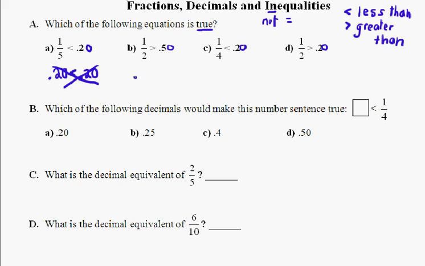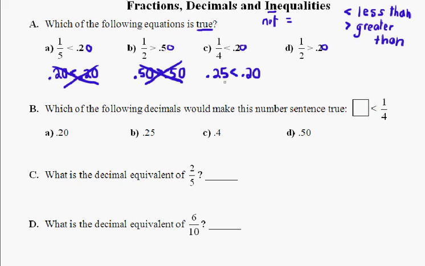Let's try this one. 1/2 as a decimal is 0.5. 50 cents. Is 50 cents greater than 50 cents? Heck no, they're equal. Let's try another one. 1/4 as a decimal is 0.25, like a quarter, only shorter. 1/4 is 25 cents. I bring down the less than sign.